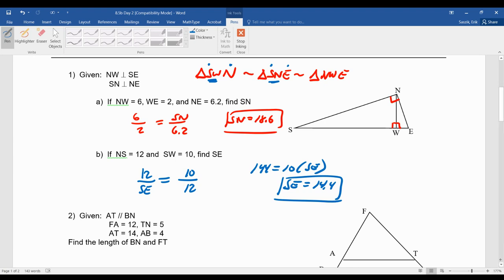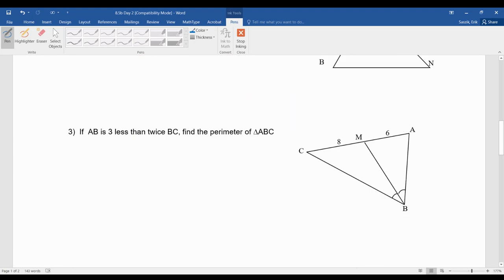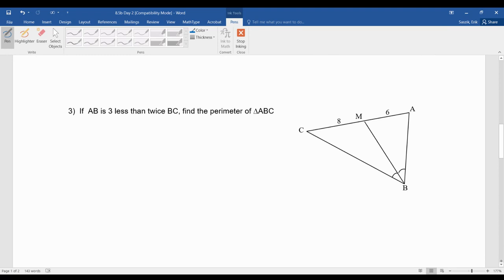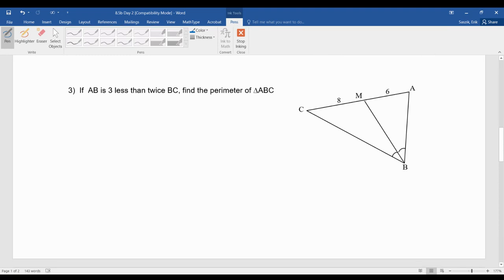So the one in the middle I'm not going to do. We've done problems like that. You can try it yourself and check your answer on the solution doc. This one's kind of cool here.